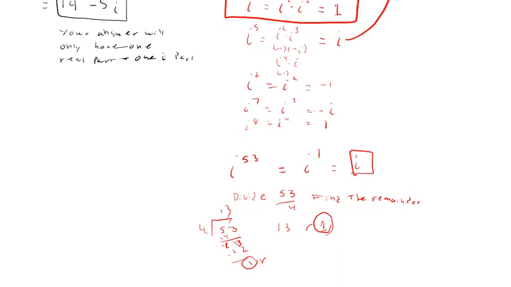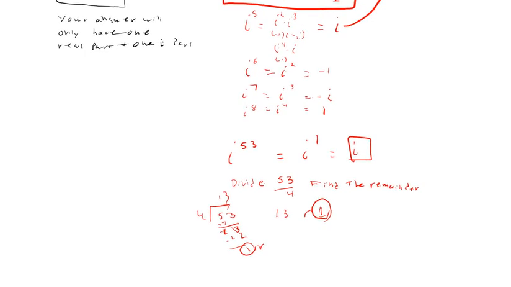It goes in 13 times with a remainder of 1. So it cycles through 13 times, and then it has one more number that it goes through. So that remainder is the equivalent exponent. That's how you can figure it out.